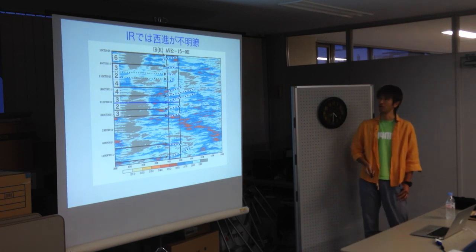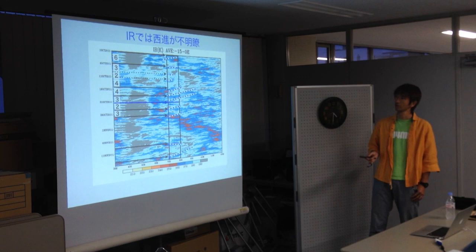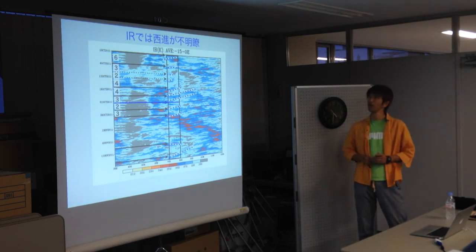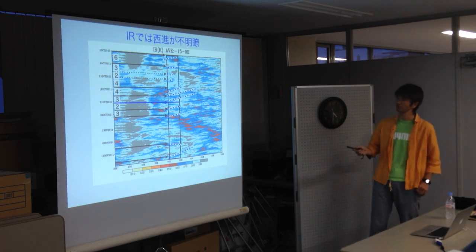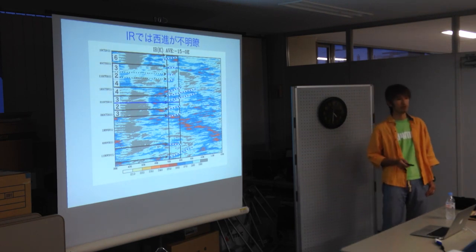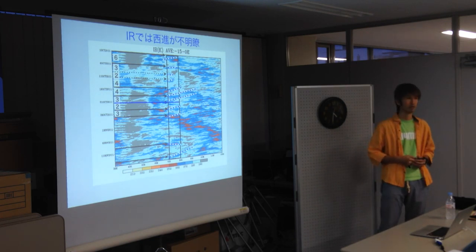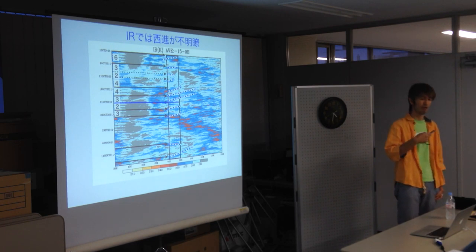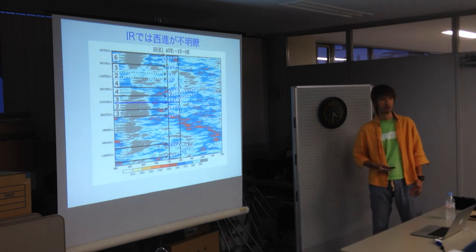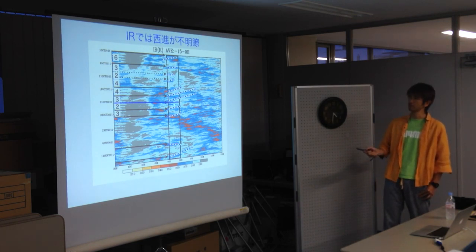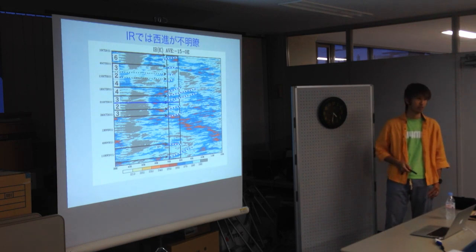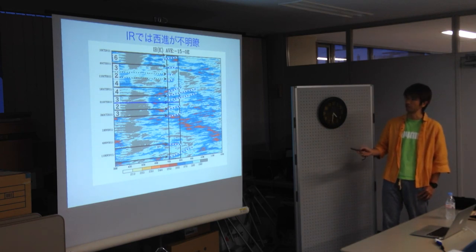This is the longitude-time cross section of IR, and the westward propagation of each convective system is not very clear, because most of them have a short time scale. Each of these moves northward but shortly dissipates. But we have some convective systems that have a much longer time scale, like this way, just before the initiation.